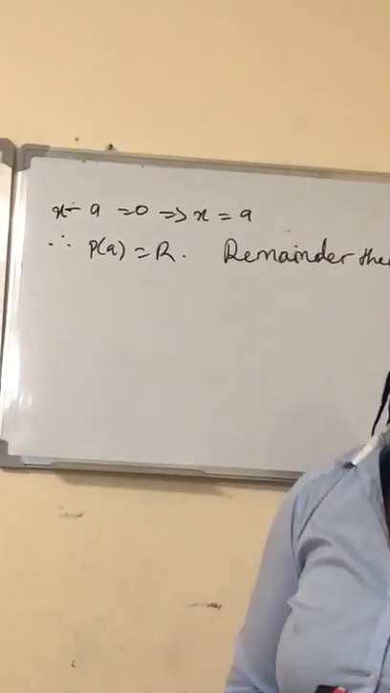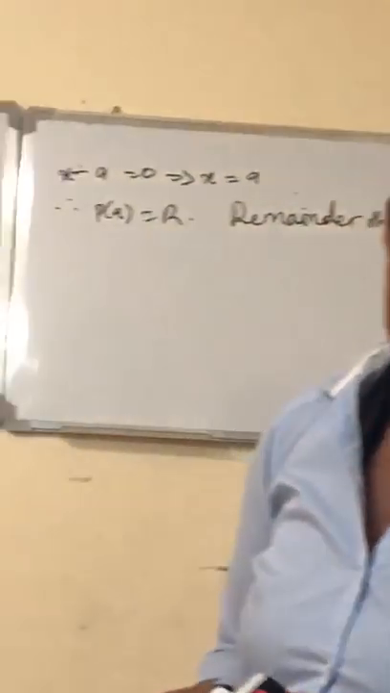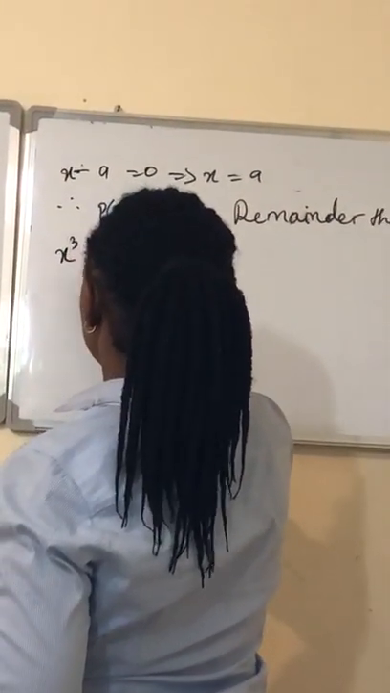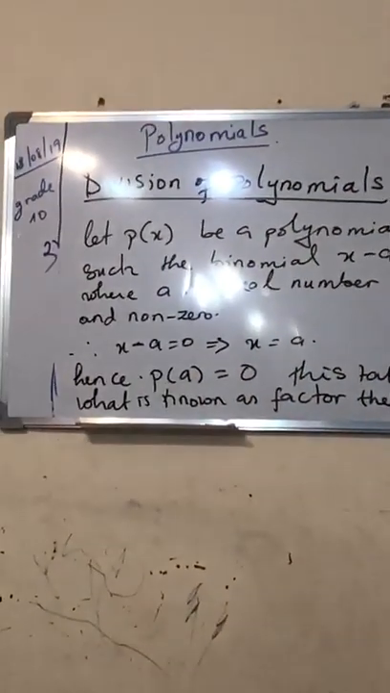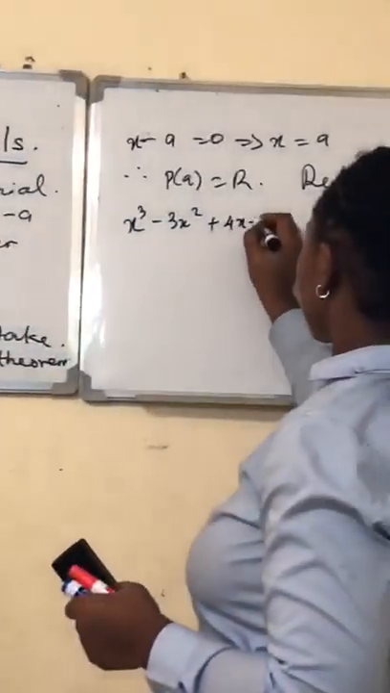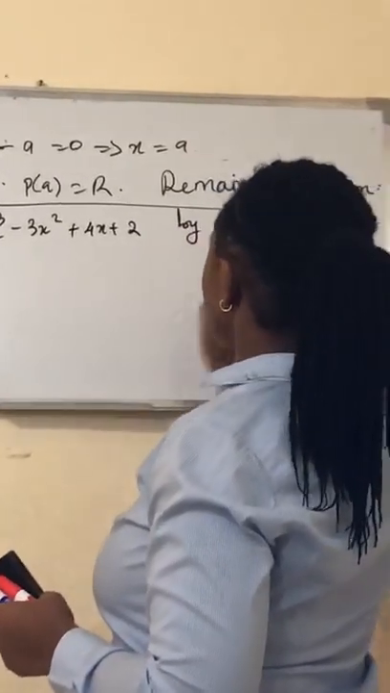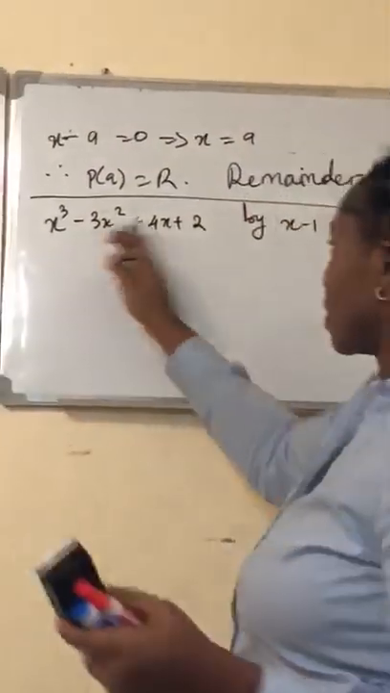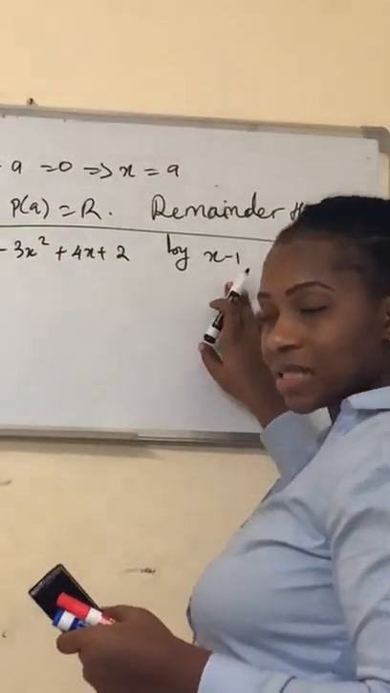Alright, so if I take an example that you're asked to divide x cubed minus 3x squared plus 4x plus 2 by x minus 1. So we are given a polynomial. Remember, more than 3 terms we call it polynomial. Alright, so we are given a polynomial and we are asked to divide by this binomial.